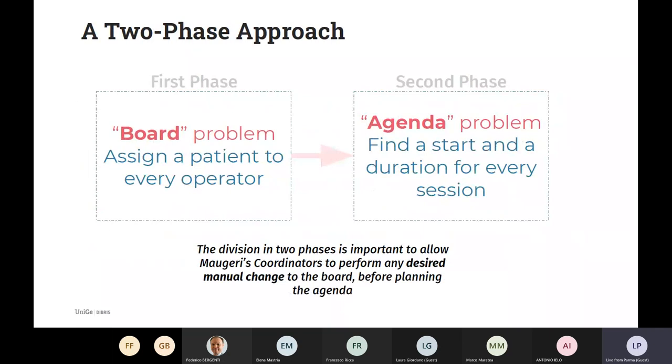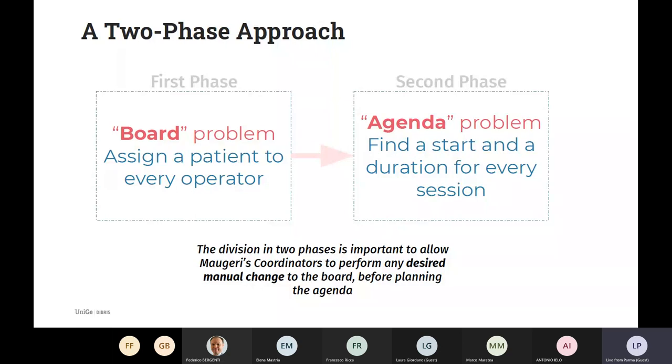One is called the board problem, in which you have to assign a patient to every operator, and then an agenda problem in which you have to find a start, duration and location for every session between patient and operator. This division into phases is very important because coordinators need to have the possibility to move things around manually. A computer cannot foresee every possible solution with a heuristic, so coordinators need to make some changes manually depending on the situation. This planning is done daily, so you need to take that into account.